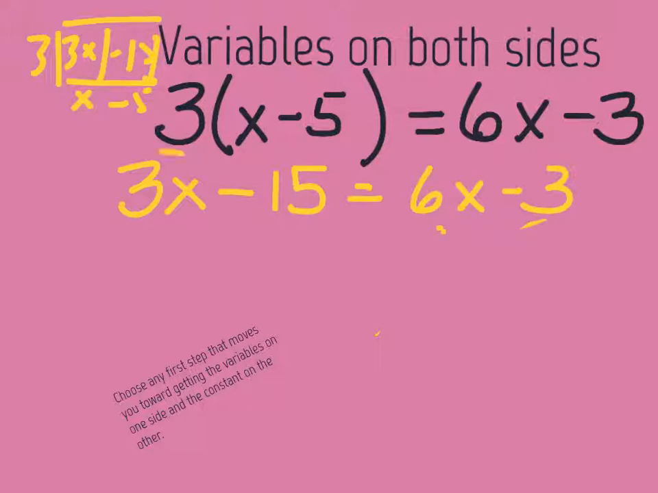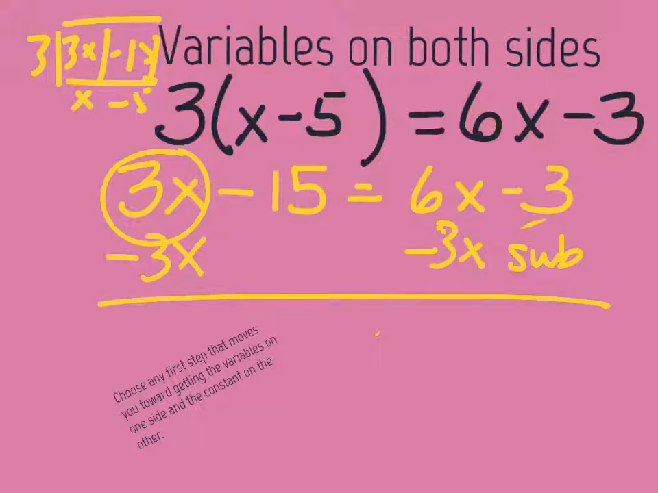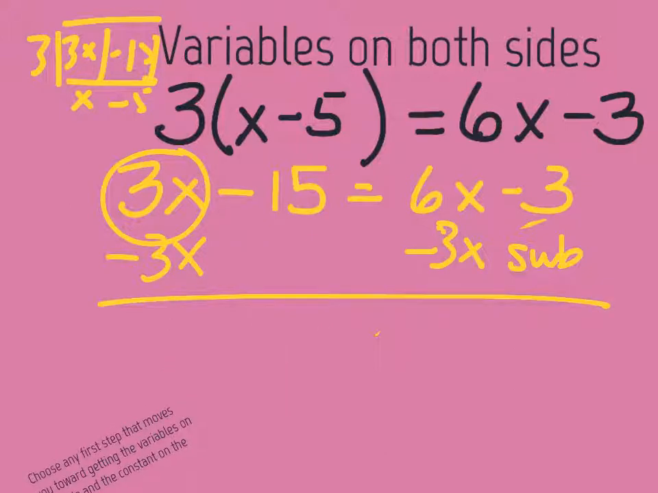So I'm going to get rid of this. I'm going to subtract 3x on both sides. This cancels out, and I'll end up with a negative 15 on this side, and a 3x minus 3. So then the variables are all by themselves on one side.